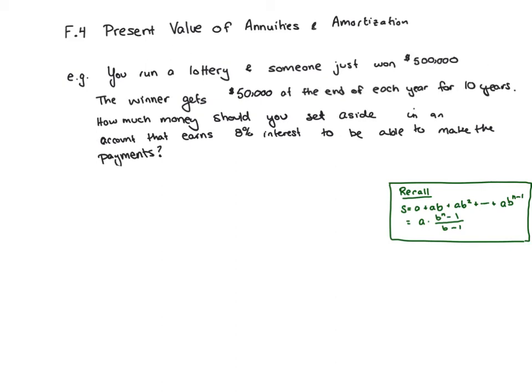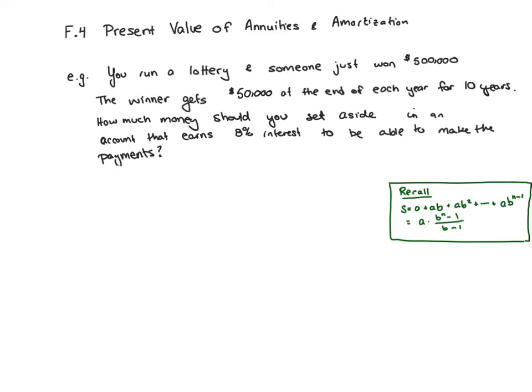In section F.4, we talk about the present value of annuities and amortizations. So let's start with an example. Let's say you work for the state, you run a lottery, and someone just won $500,000. The winner gets $50,000 at the end of each year for 10 years. We want to know how much money we need to set aside in an account that earns 8% interest to be able to make these payments.